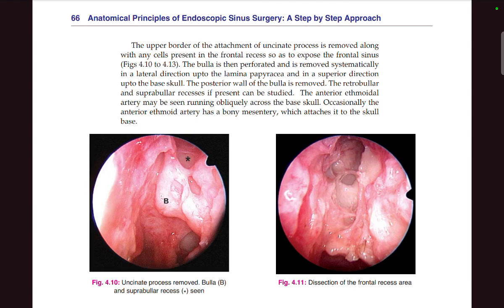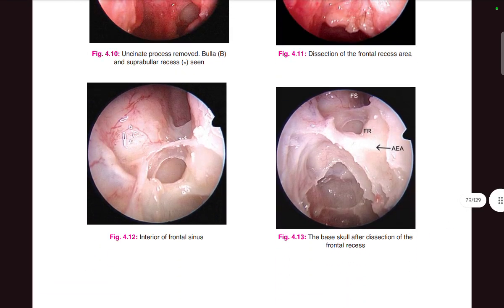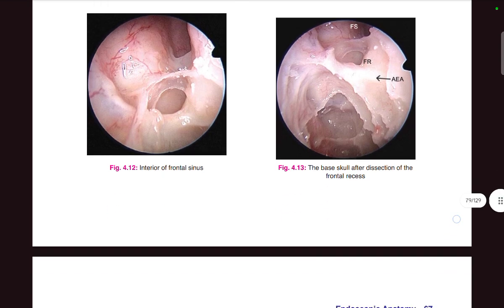Here we can see the uncinate process which has been removed. Bulla is marked in B and the suprabulbar recess is seen with a star. Dissection of the frontal recess area. Here we can see the interior of the frontal sinus and the skull base after dissection of the frontal recess. We can see the frontal sinus, frontal recess, and AEA.